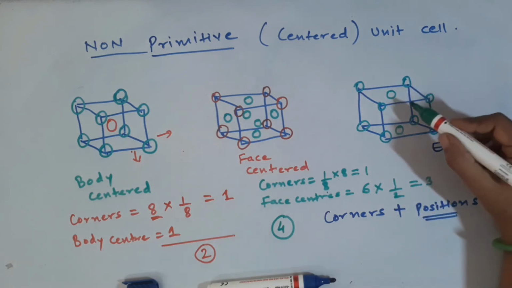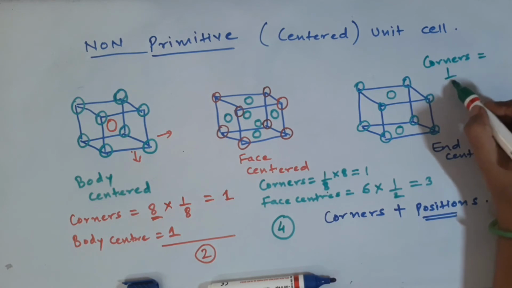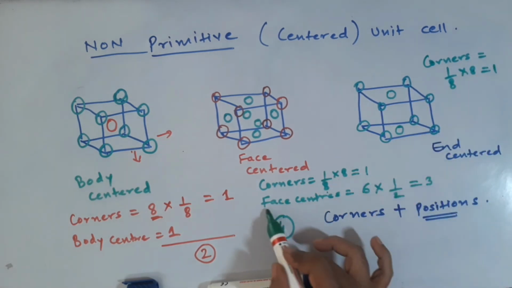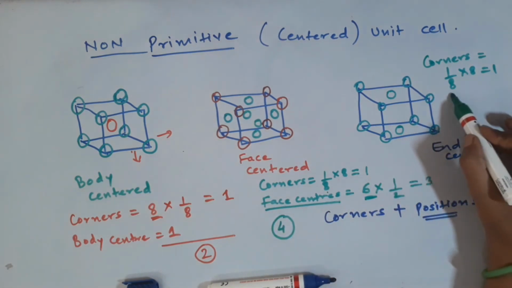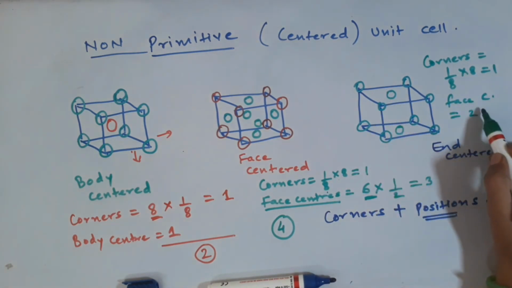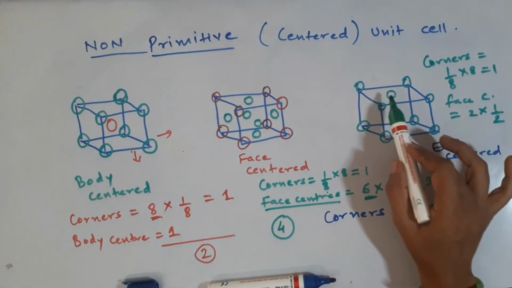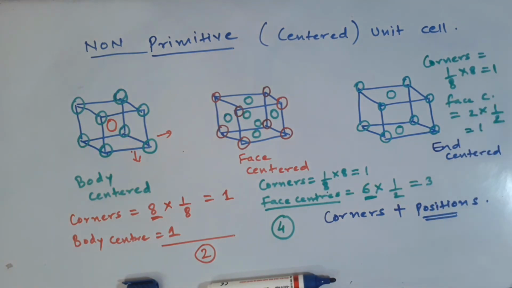So the total number of atoms here, at the corners, as we have understood so far, 1/8 into 8 gives you 1, and at the faces, since at a face center we had the contribution of 1/2, but right now we have only 2 faces, so 2 into 1/2, because it's going to be shared by 2 unit cells, so 1. So the total number of atoms is going to be 2. Please remember, these are the 3 non-primitive cells.